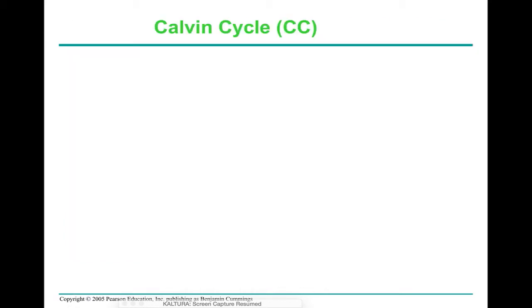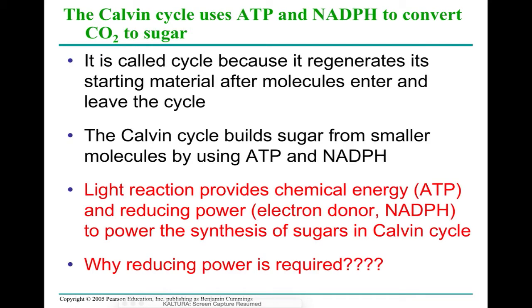So let's see that. Calvin cycle in short is CC. Guys, try to differentiate between Calvin cycle and citric acid cycle. Citric acid cycle takes place in cellular respiration, right? Calvin cycle is CC, which is in photosynthesis. So CAC, citric acid cycle, is in cellular respiration. CC is Calvin cycle, which is the second stage of photosynthesis.